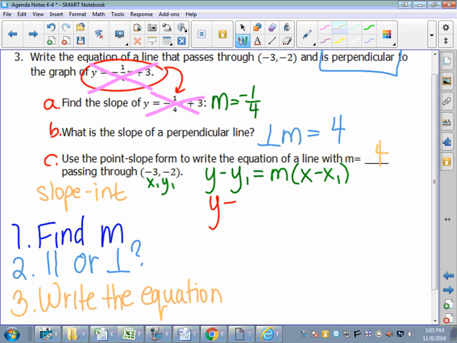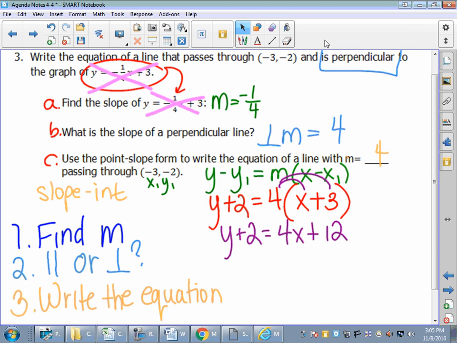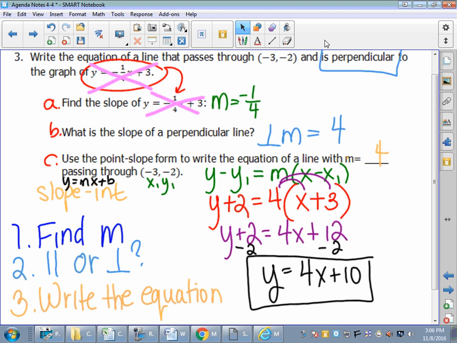So y minus a negative 2 becomes a plus, equals the slope m, 4, times x minus a negative 3, which becomes a plus. I'm going to do the distributive property. So y plus 2 equals 4x plus 12. If I want this in slope-intercept form, y equals mx plus b, there's one thing left to do, which is to get the y by itself. So I'm going to subtract the 2. So here's my final answer: y equals 4x plus 10. I just did that little math problem, 12 minus 2.